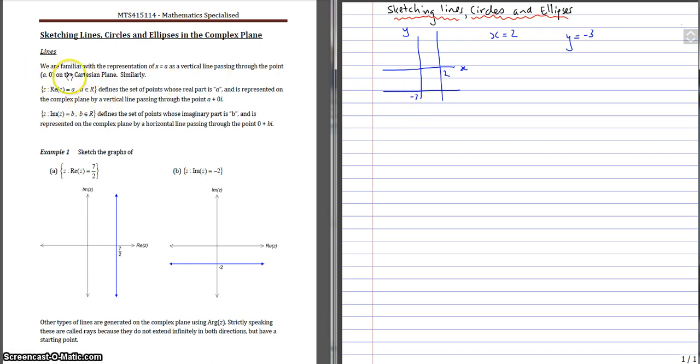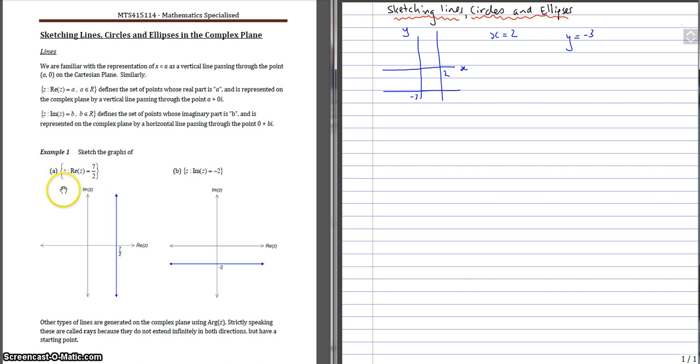In a similar way, an expression that looks like this, so z, the complex number, being defined by Re(z) equals a, where a is a real number, defines the set of points whose real part is a. It is represented on the complex plane by a vertical line passing through the point a plus 0i.